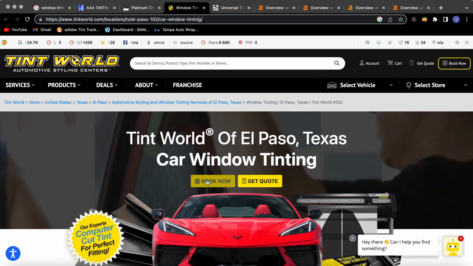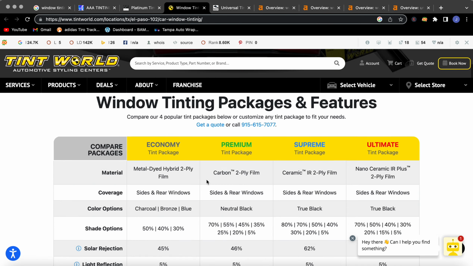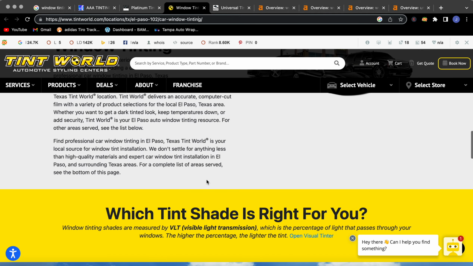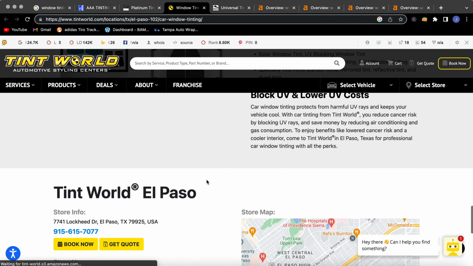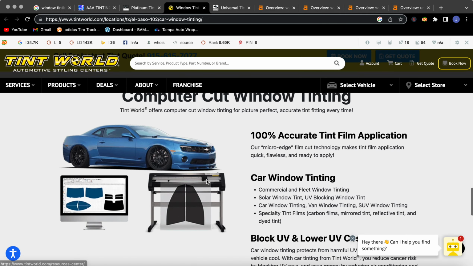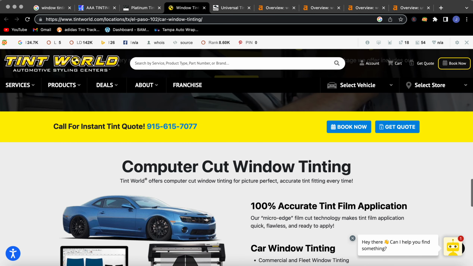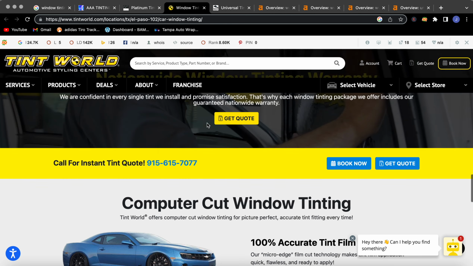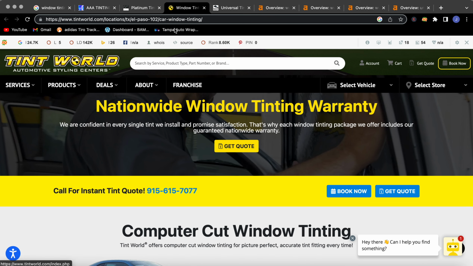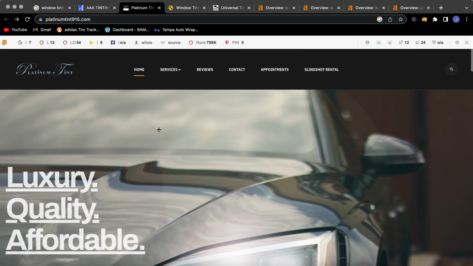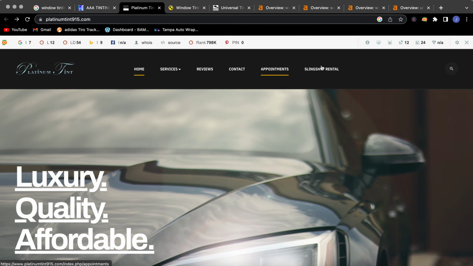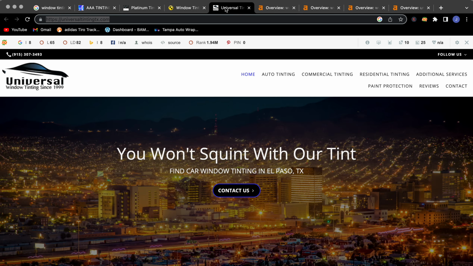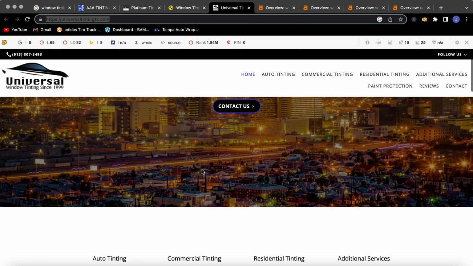Your competition secondary is Tint World over here, and their website is a little bit crazy, but they do have a little bit more content. I'm guessing closer to 600 words, which is very beatable. They do have quite a bit of back pages built out over here, as well as with Platinum Tint. That's where they get a bunch of little back pages, which is why they can get ranked higher.